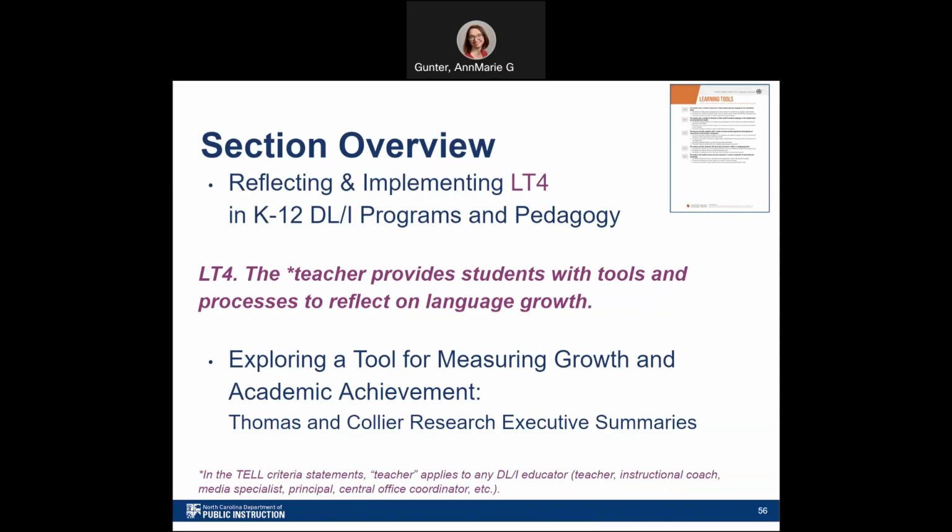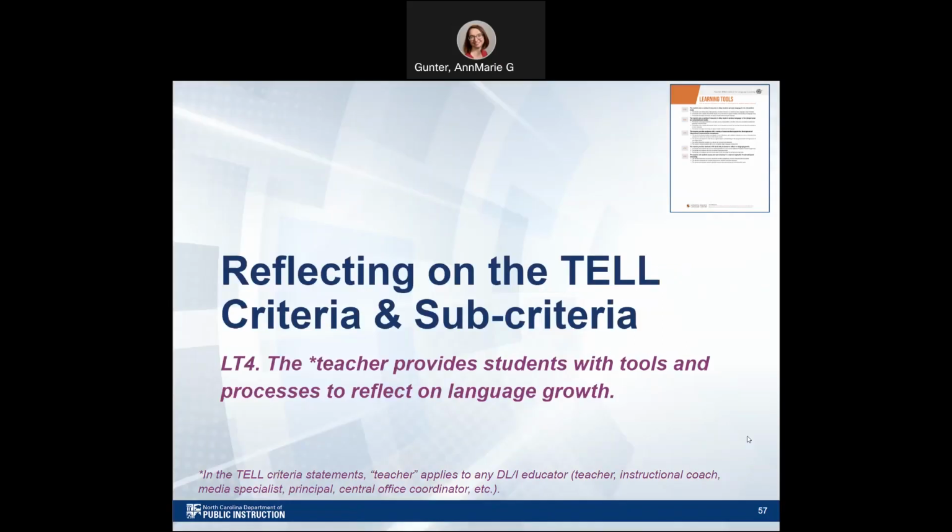Once we look at that, we'll also explore a tool for measuring growth and academic achievement, specifically the executive summaries from the Thomas & Collier research that was done in North Carolina a few years ago. So let's begin by reflecting on the TEL criteria and its subcriteria.